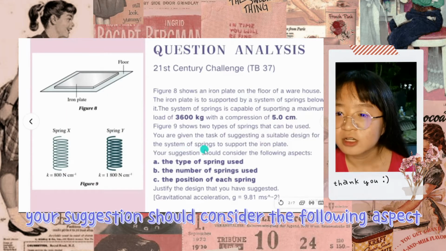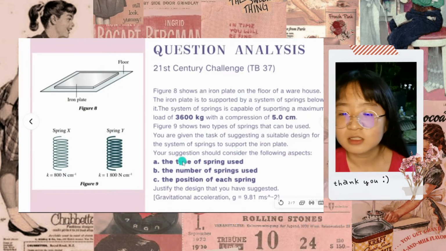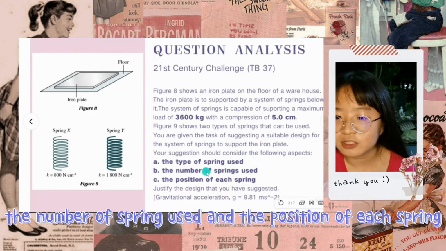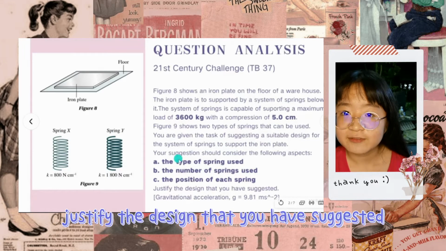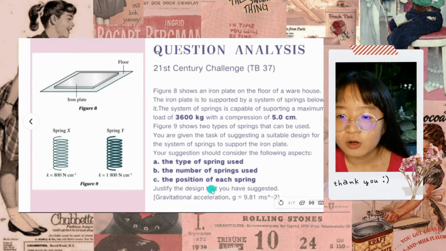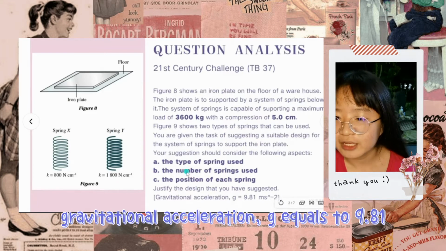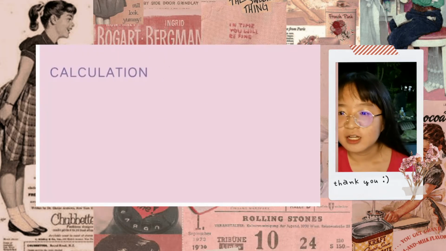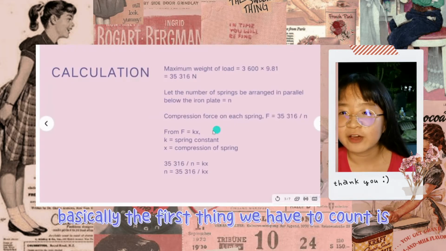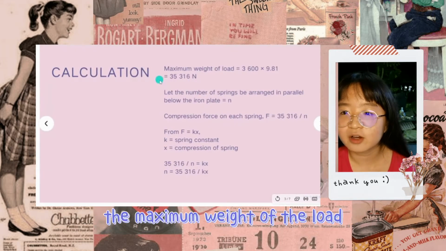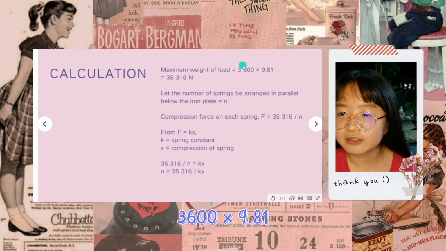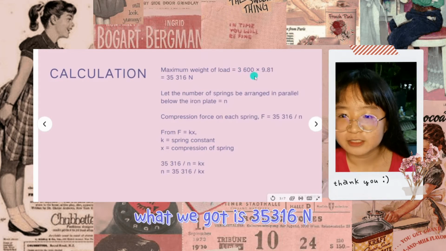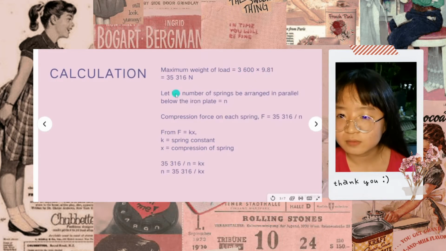Your suggestion should consider the following aspects: the type of spring used, the number of springs used, and the position of each spring. Justify the design that you have suggested. Gravitational acceleration g equals 9.81. Now, here's the calculation. The first thing we have to count is the maximum weight of the load, which is 3,600 times 9.81. What we got is 35,316 Newton.